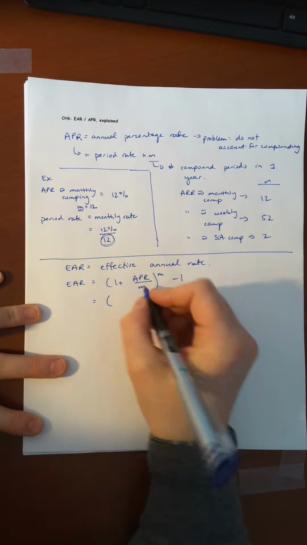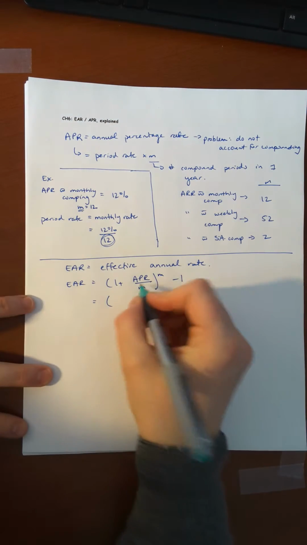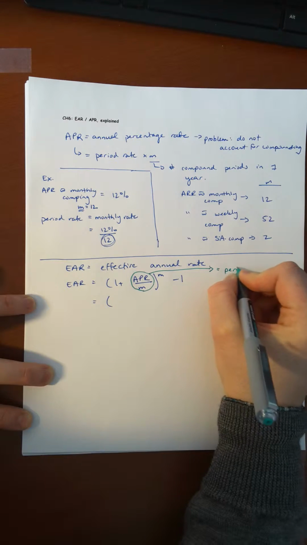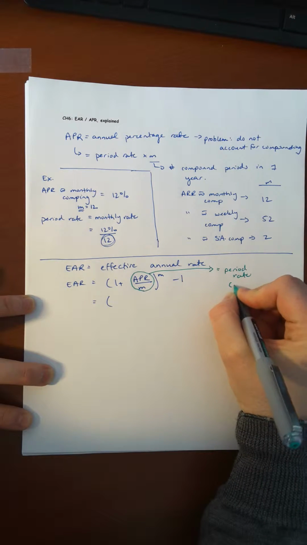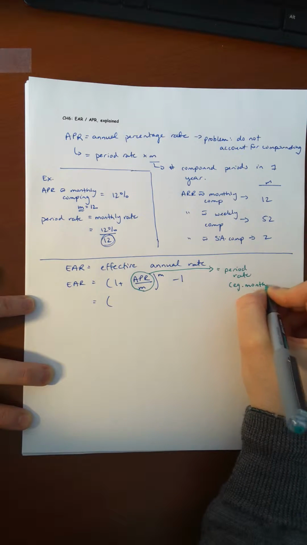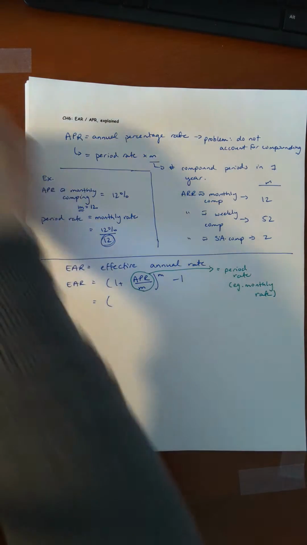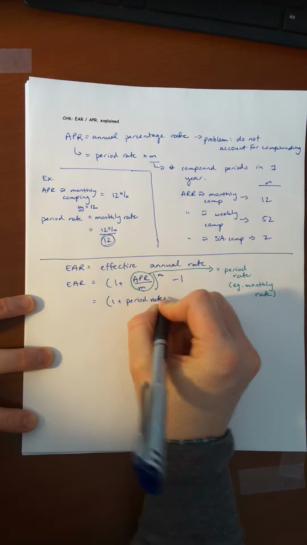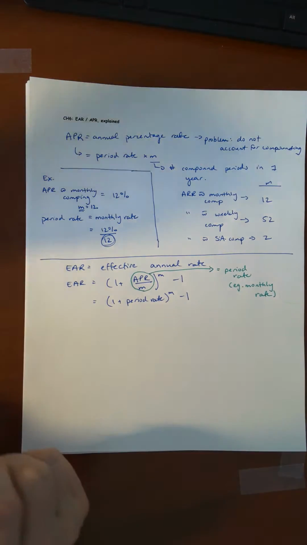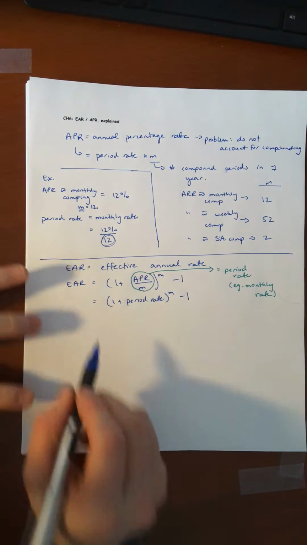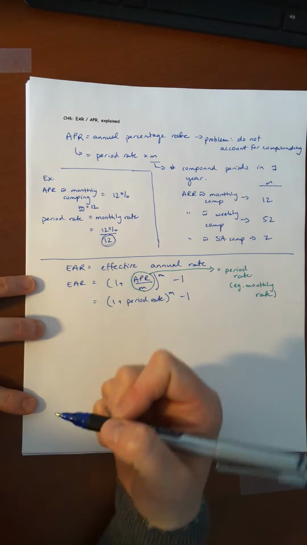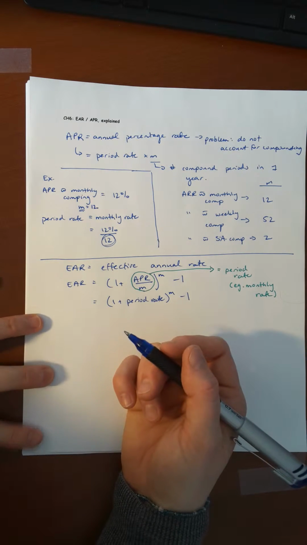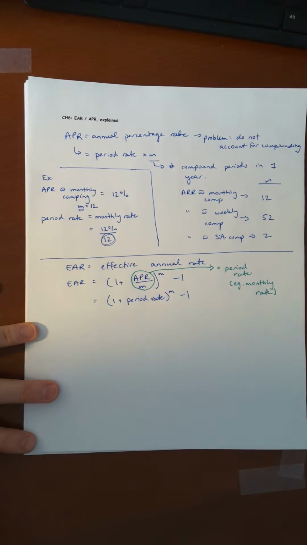Or we could say, because we know that this piece here is equal to our period rate, for example, a monthly rate, then I could say this is 1 plus your period rate to the power M minus 1. The same thing. So this becomes really useful because this will provide for us an annual rate that we can use to solve the problems that we have in this class.